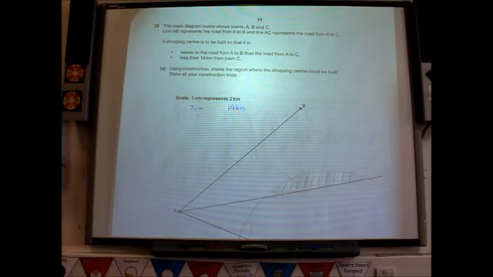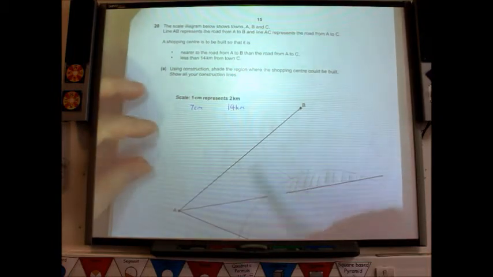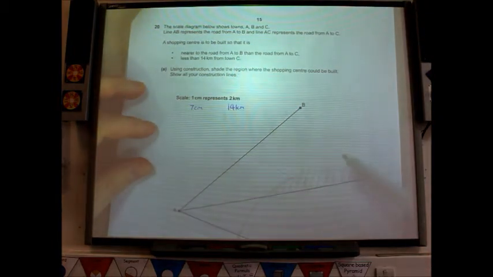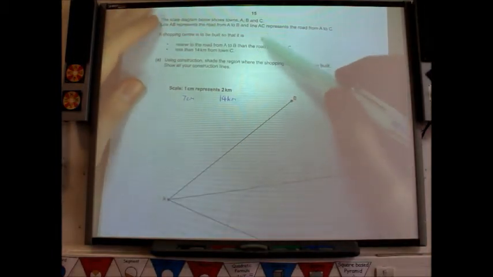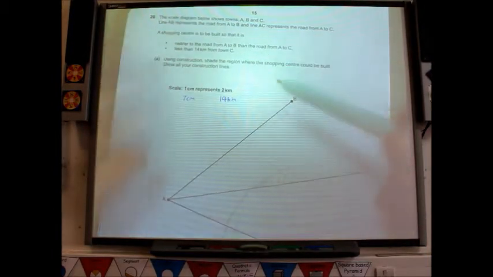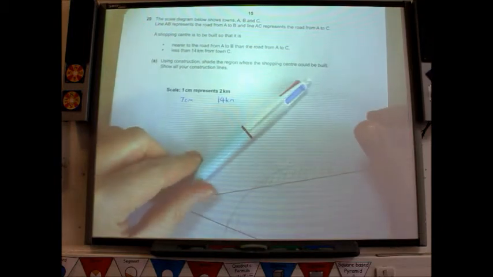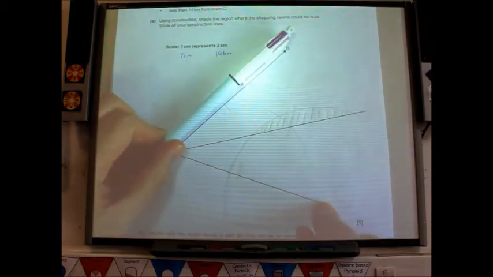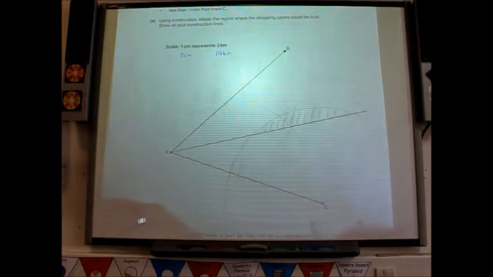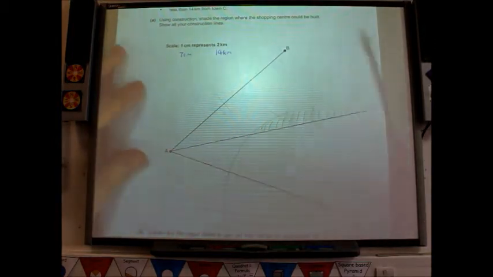Question 20. The scale diagram below shows towns A, B and C. The line AB represents the road from A to B, and the line AC represents the road from A to C. A shopping centre is to be built so that it is nearer to the road AB, so nearer to this road here than it is to that road there. And it has to be less than 14 kilometres from here. So it's already done, but I'll go over it again to show you what I did.